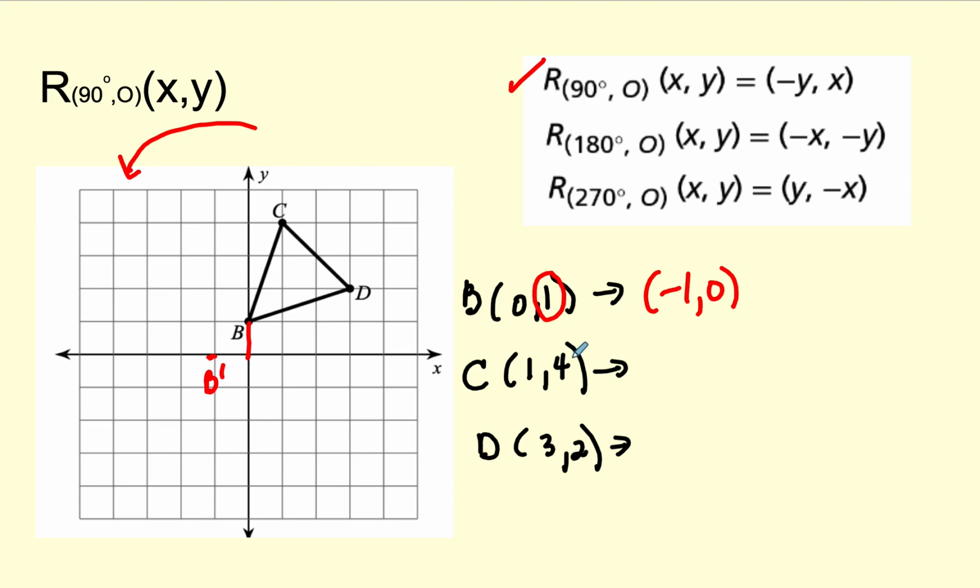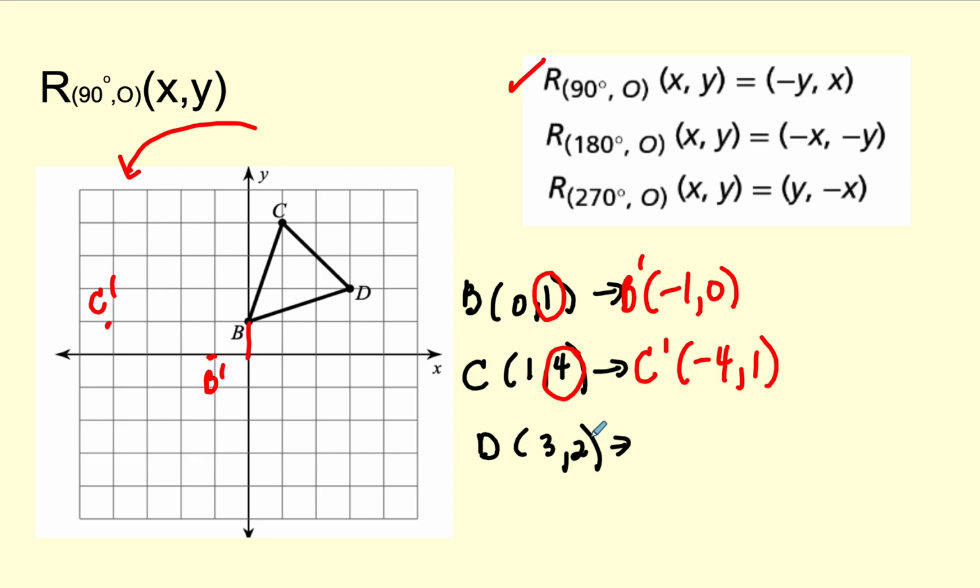Now we're going to use the same rule. We're going to take our y coordinate and change its sign, because that's what it says to do, and then keep the x the same, and it's going to be our y coordinate. So this is -4 and then 1, and that'll be our C prime.